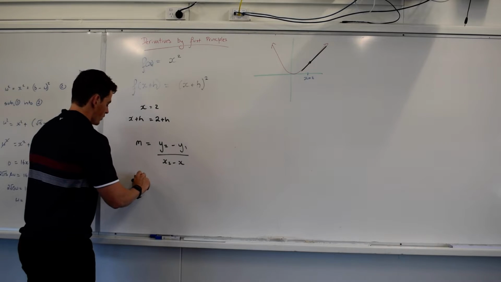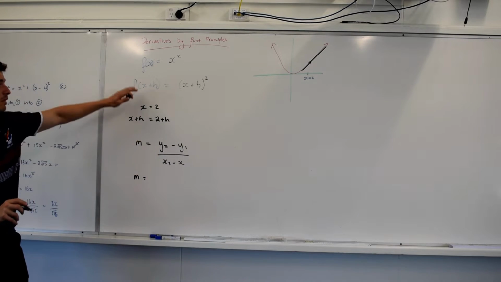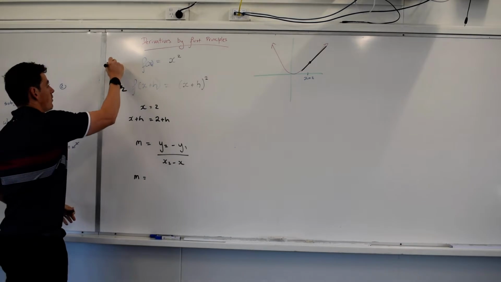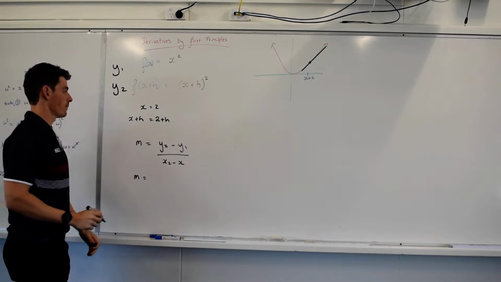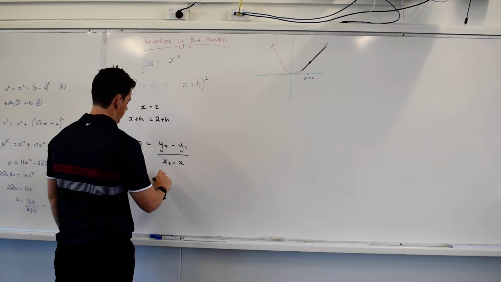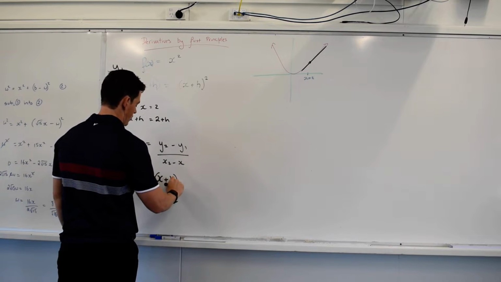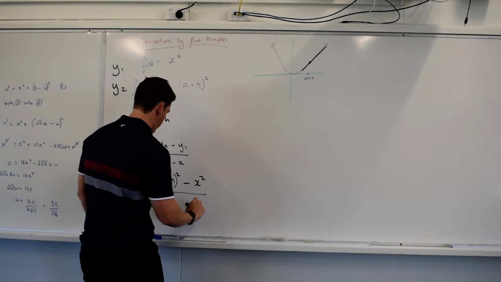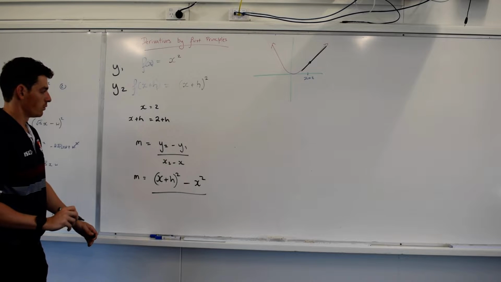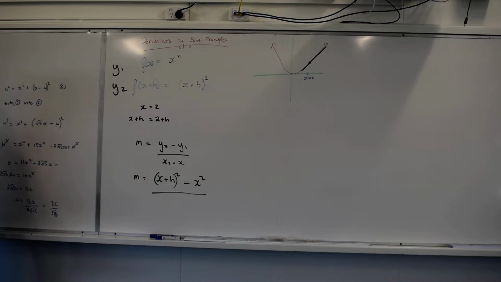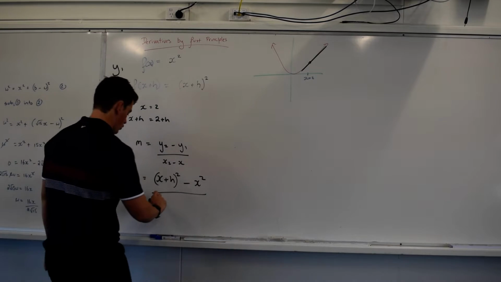So what I can say is, m equals, I'm going to call this one y2 here, and I'm going to call this one y1. So it's going to be x plus h squared minus x squared, divided by, which one comes first? The 2 plus h.